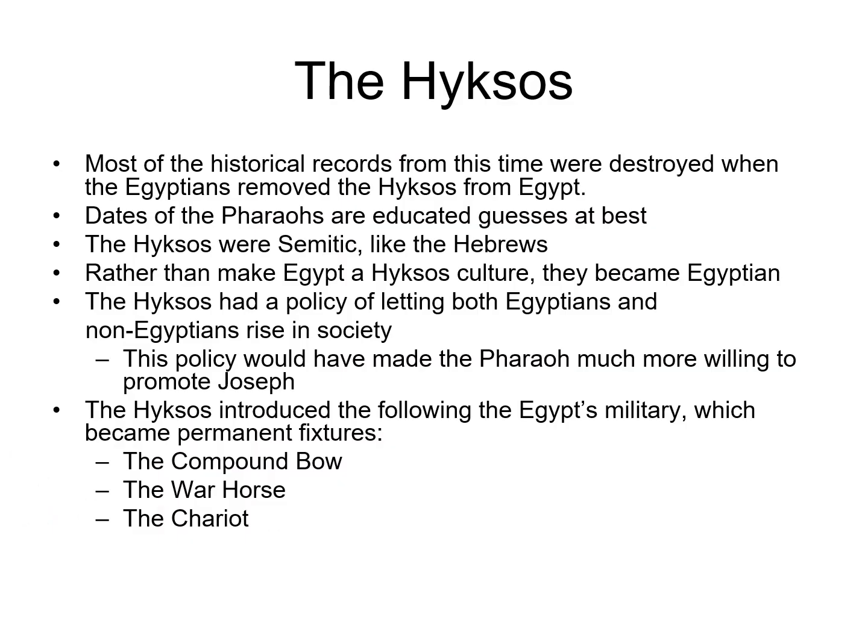So most of the historical records from this time were actually destroyed when the Egyptians removed the Hyksos from Egypt. And the dates of the pharaohs in this dynasty are educated guesses at best.